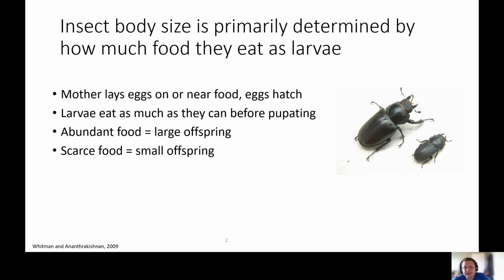Insects come in many sizes, but in self-feeding insects, body size is primarily determined by how much food they eat as larvae. A mother insect lays her eggs on or near a food source. The eggs hatch and the larvae consume as much as they can before they pupate. If there's abundant food, the offspring are large, and if food is scarce, the offspring are small.